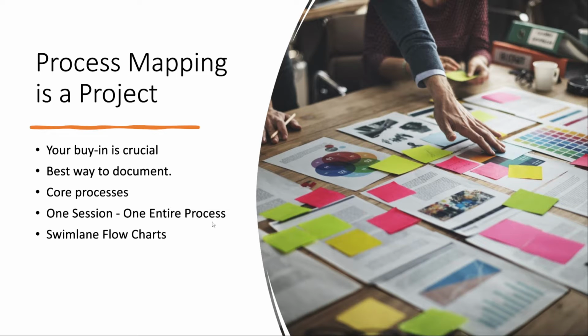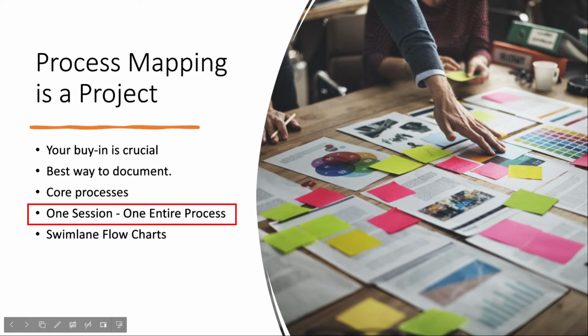So we can start with core processes instead of doing all the processes in one go. We can start with core processes, and then one session, one entire process. This means that if you want to document one business process, in one session you must complete that process. Don't leave it in the middle and do some other work. Complete this process and then only close this task.